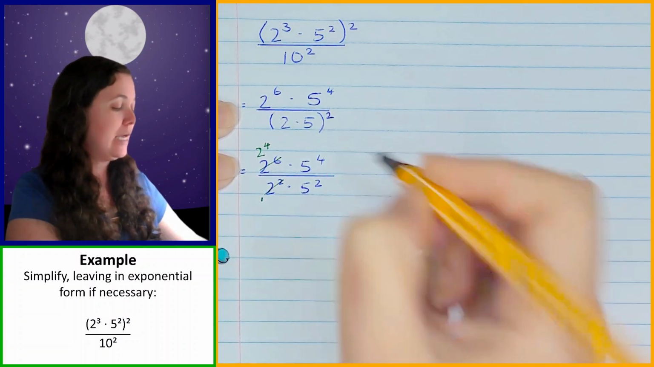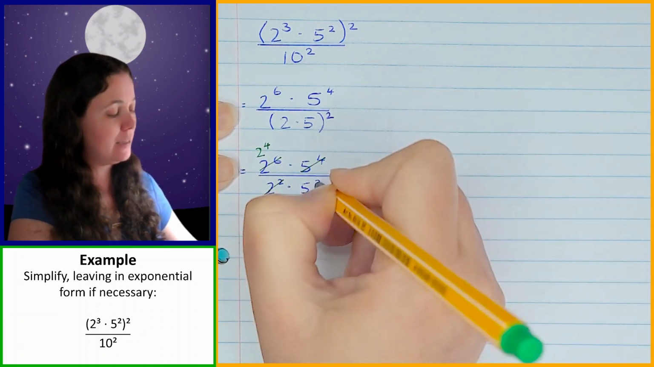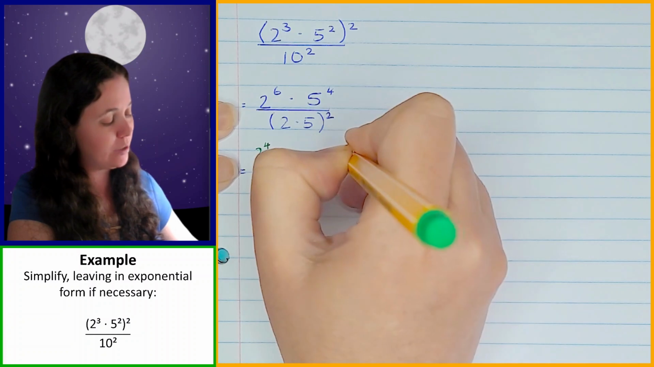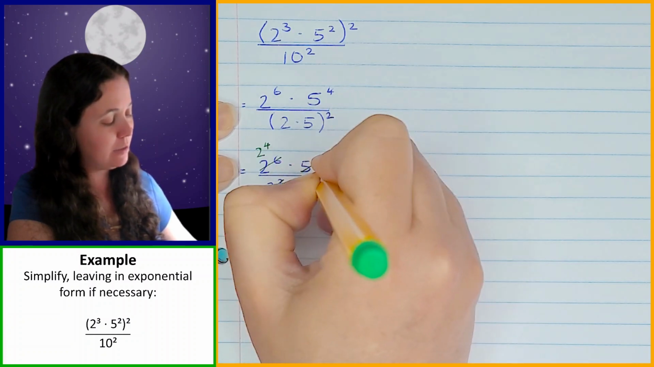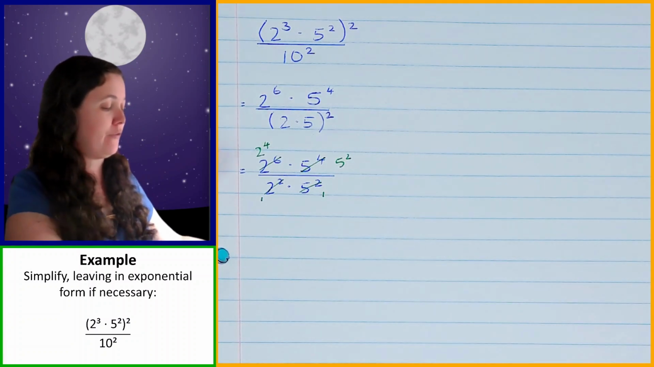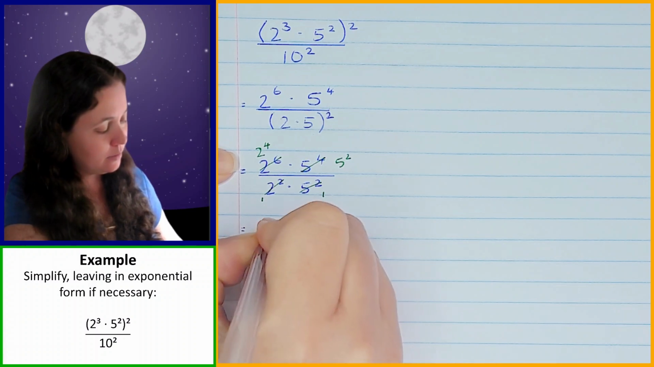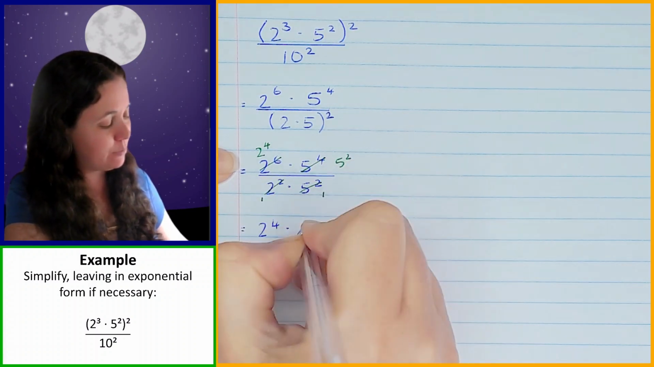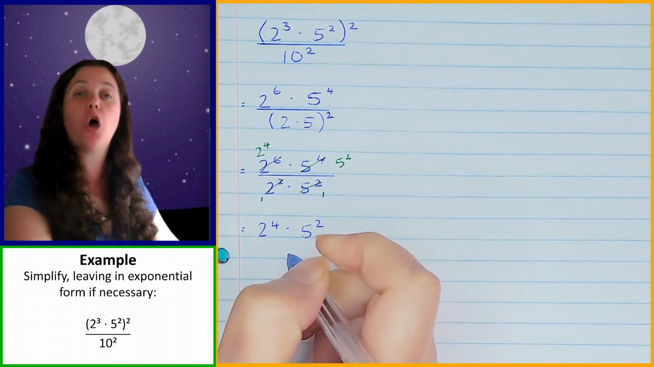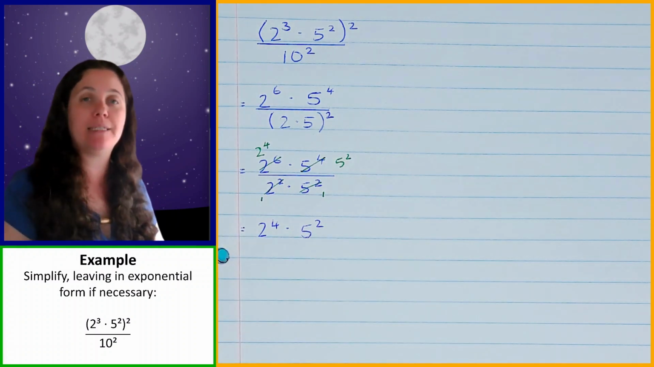Okay, then over here I've got 5 to the power of 4 and 5 to the power of 2. That, again, the higher one is at the top. So it's going to be 5 to the power of 4 minus 2 is 2. And at the bottom, it cancels, giving me 1. So now what I'm left with at the top of my fraction is 2 to the power of 4 times 5 to the power of 2. And at the bottom of the fraction, I'm left with 1 times 1. And when you only have 1 in your denominator, you don't need to write it. So I can stop writing it as a fraction now.